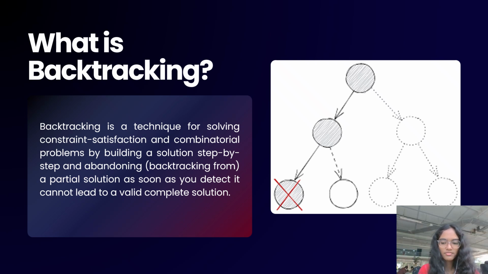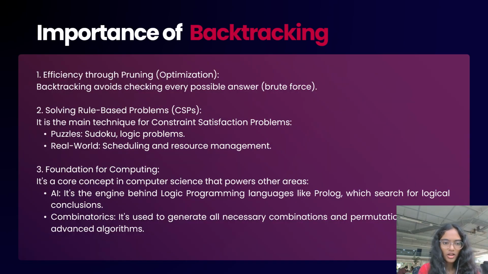Importance of backtracking. Why is backtracking important? It's mainly because of efficiency through pruning. It avoids checking every possible solution. Instead, it stops early when a wrong path is detected. It's perfect for rule-based problems. Sudoku, crosswords, timetable generation all follow strict rules. If a rule breaks, we backtrack.